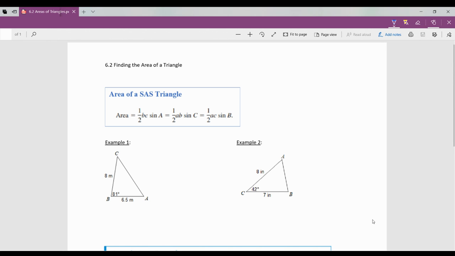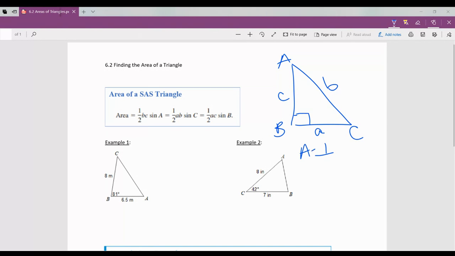So today we're going to be looking at how to find the area of certain triangles when we're given certain information. You guys are used to finding the area of a triangle like that. It's a right triangle, and let's say that's A, this is B, and this is C. So we know this would be little a, little b, and little c. So area is equal to 1/2 base times height, so AC.